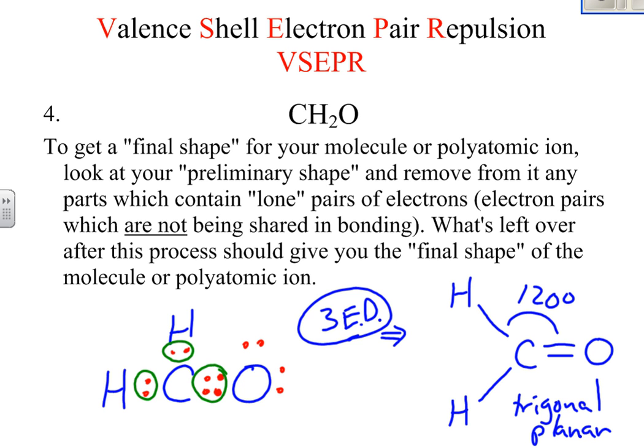Step 4 then is to get a final shape for your molecule or polyatomic ion by looking at your preliminary shape and removing any parts that contain lone pairs of electrons. So again, we don't have this here. We'll see it in the next one. So this would be our final answer: the dot structure, the number of electron domains, and then our 3-dimensional structure.